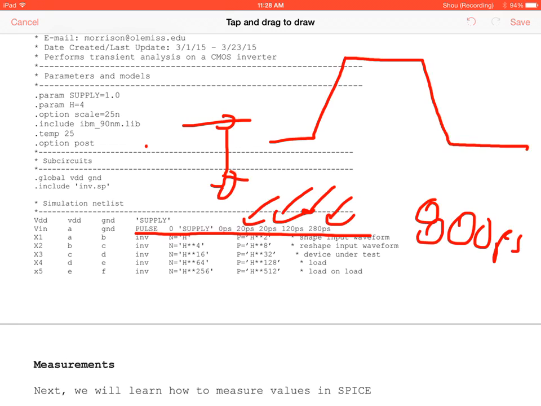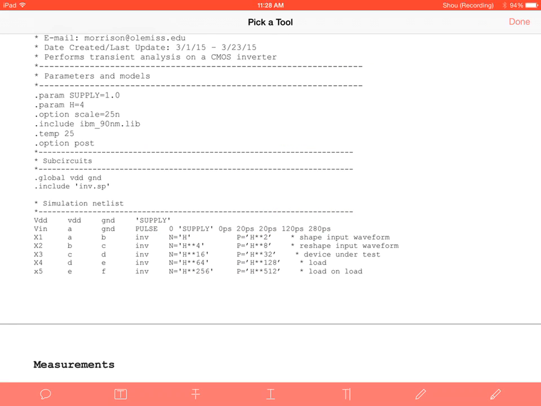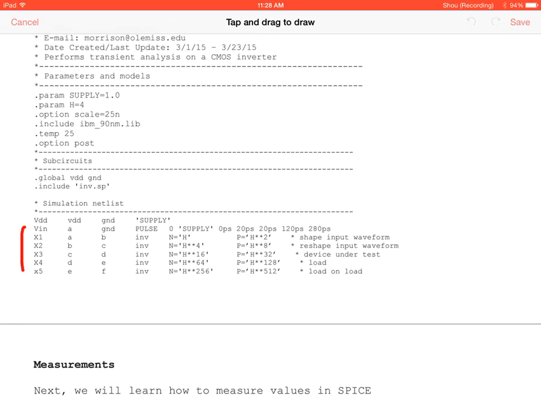It'll just keep cycling until that .tran command ends. Then we've created 5 inverters, A, B, C, D, E, F. So F would be that final output. C and D are our values under test, which we're going to learn about next section. But we use these values here to multiply for our P and N inputs. So that now matches our subcircuit definition.